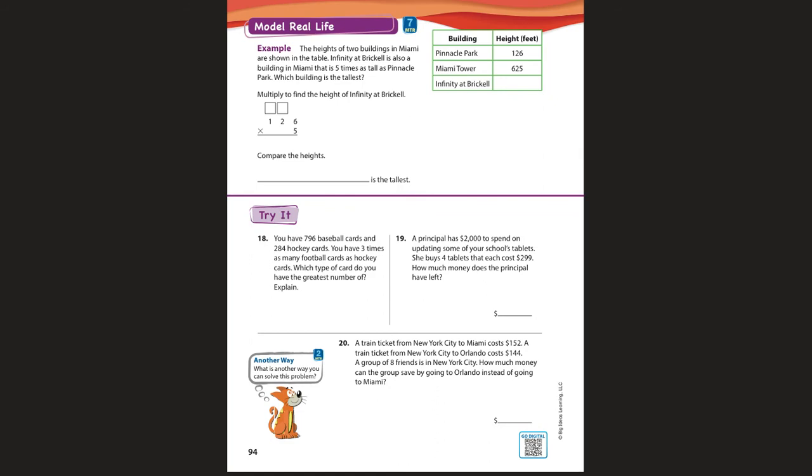The height of 2 buildings in Miami are shown in the table. Well, let's see, I have the Pinnacle Park building and the Miami Tower. I have both their heights.